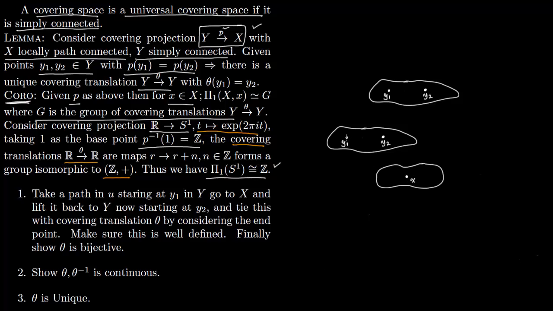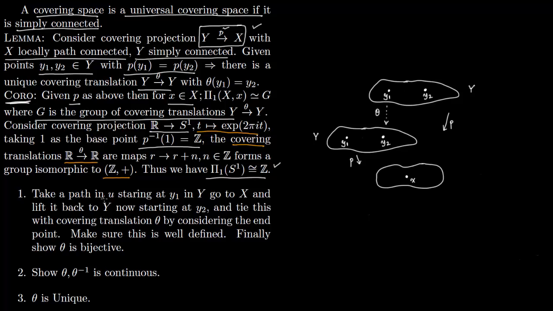So we have these 2 points y1 and y2 mapping to space x. You have this projection map here from space y. You have another copy of y right here, and you have a projection map here p, and we have to show there exists this unique map theta right here.